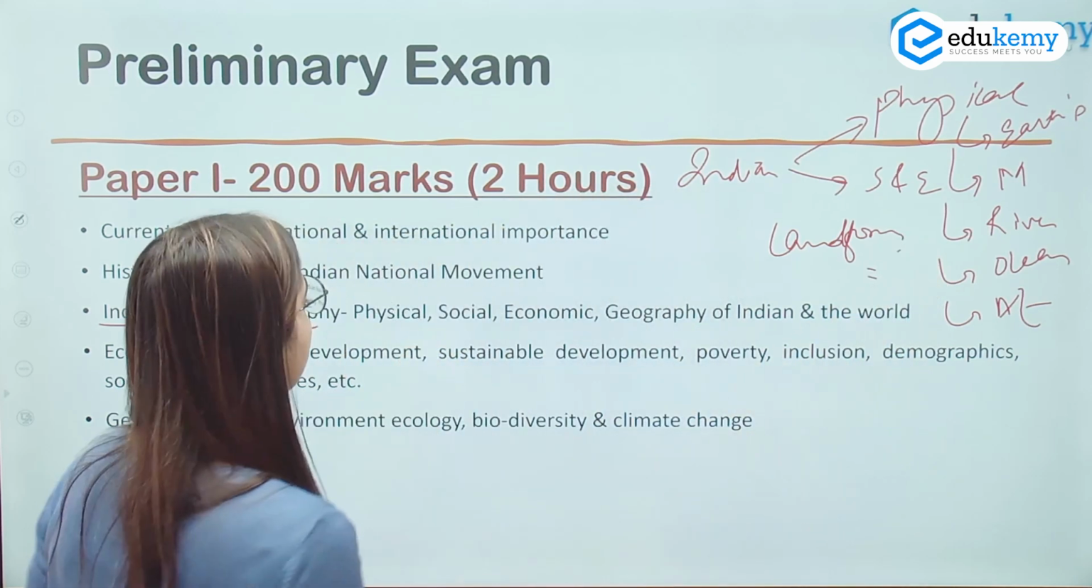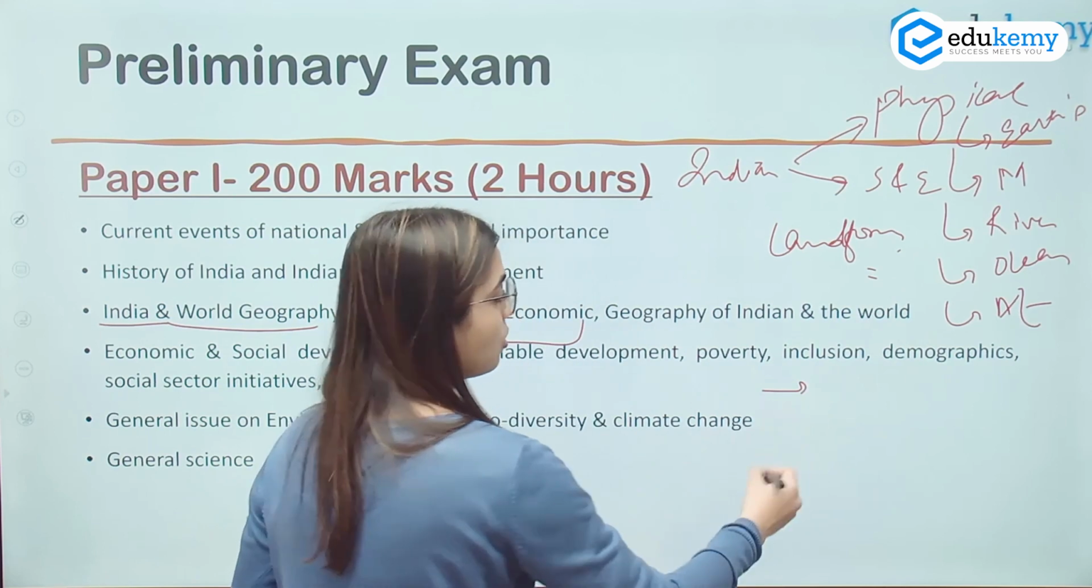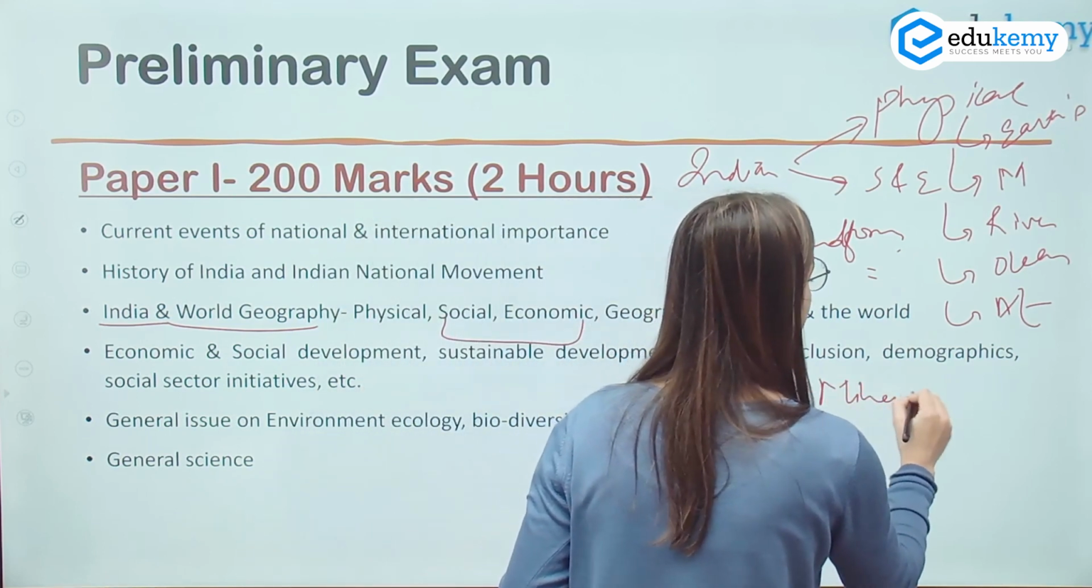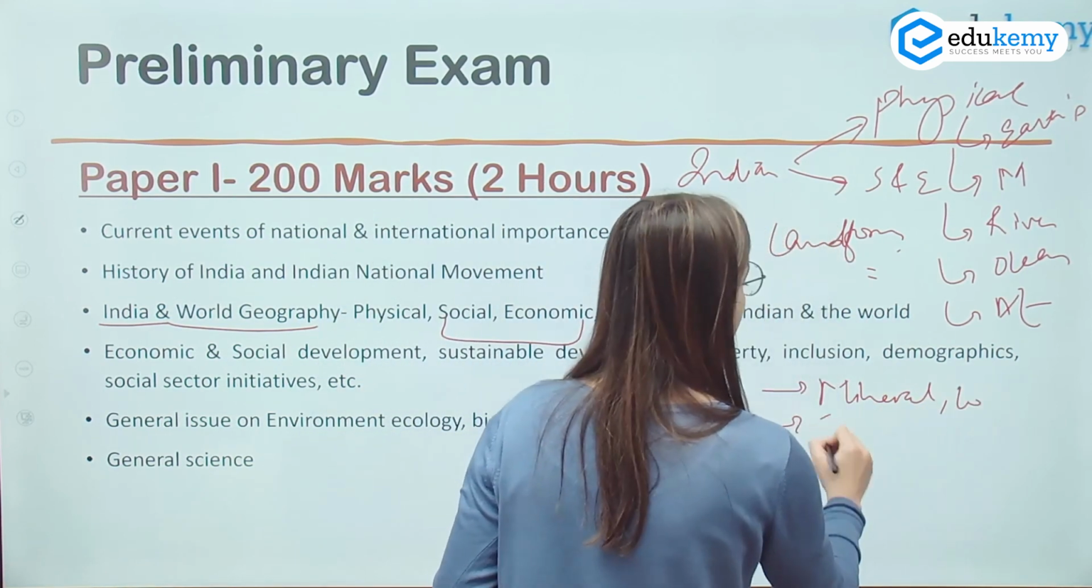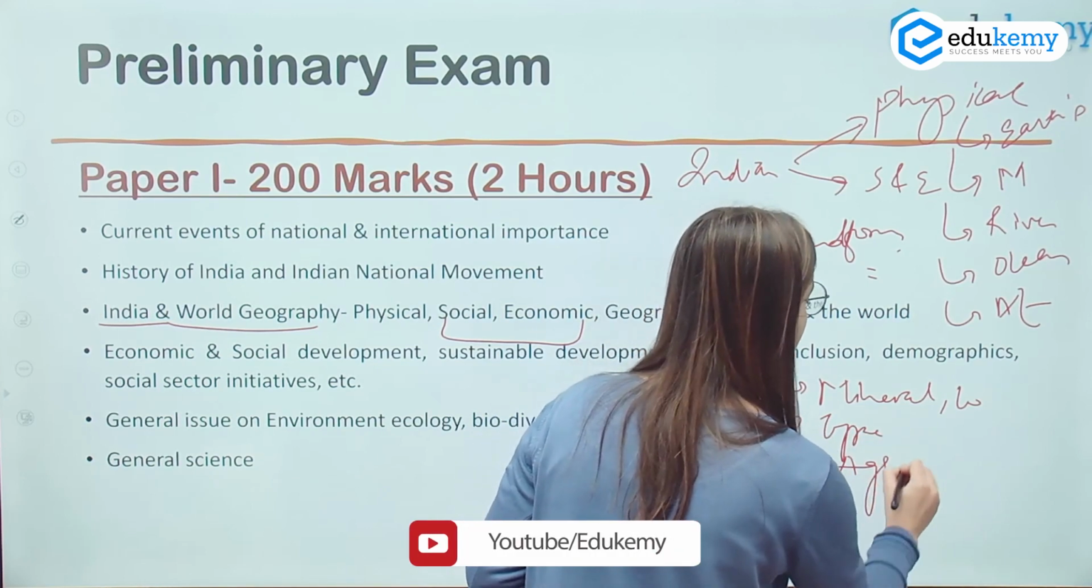In the same way, when we talk about social and economic geography, what do you need to know? You need to know about minerals and their location. You need to know about the types of economic activities. You need to read about agriculture.